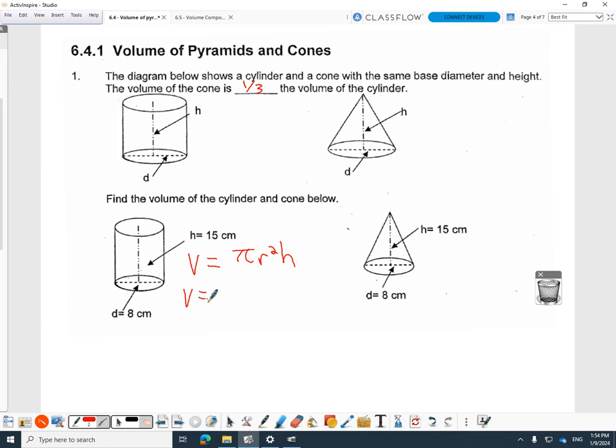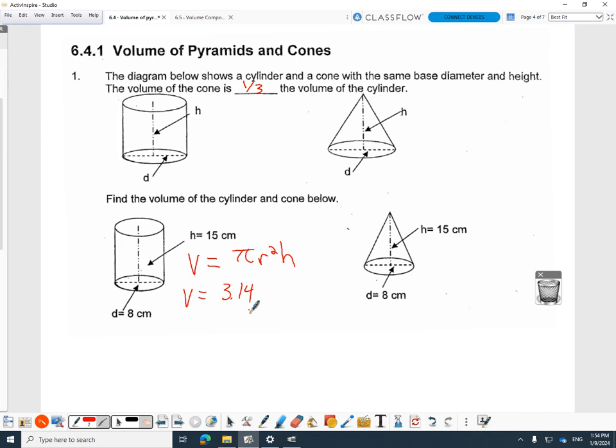What's pi? 3.14. Now, your calculator has a pi button, and you're welcome to use it, but you don't have to. You can just use 3.14 in this class. We don't need to get that accurate. The pi button would be a little more accurate.